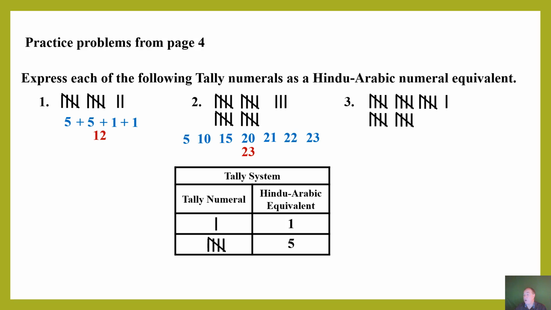And if I wanted to use multiplication and addition for number 3, I would have what? 5 groups of 5 plus 1. So 5 times 5 plus 1, 25 plus 1, 26. Now, it doesn't matter which strategy you use to find the Hindu Arabic equivalent. Just so you use one of the strategies, come up with the correct answer, because everybody thinks differently.